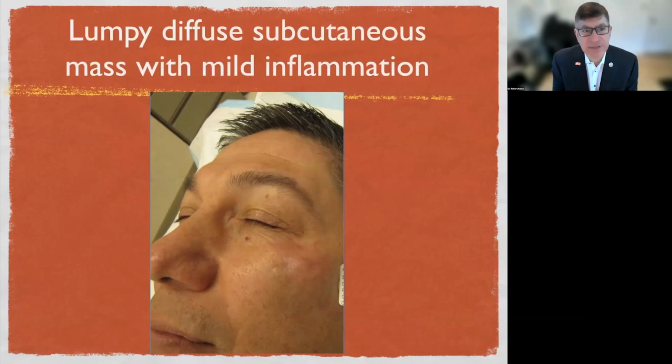All right, finally, we've got an area here on this patient's cheek. You can see at the lower lid and cheek area. I'll tell you that it feels lumpy. And then the additional description that I would apply to this is that it's a diffuse subcutaneous mass with mild inflammation. We saw something like this in the upper lid of a patient during the lecture.